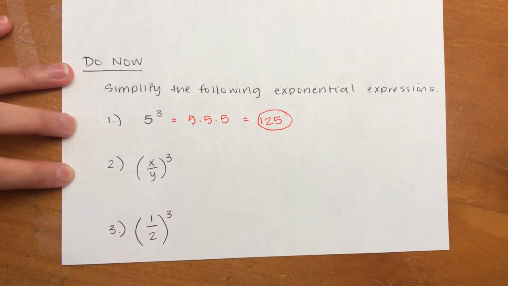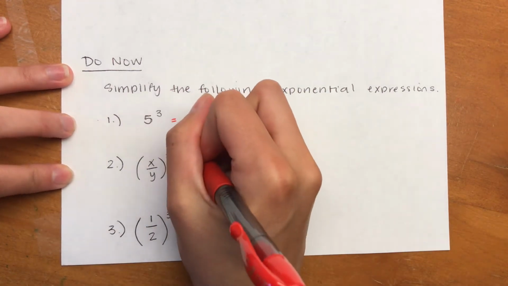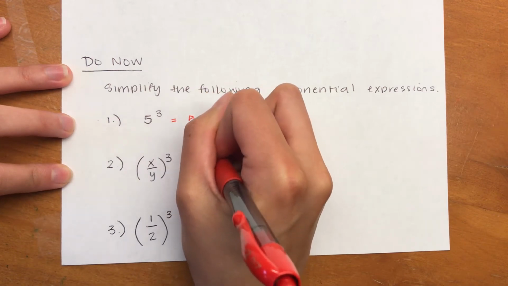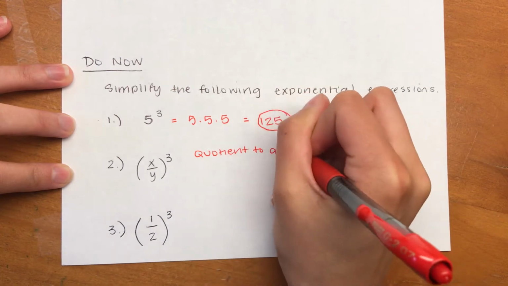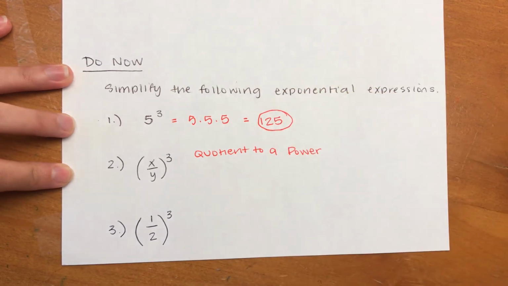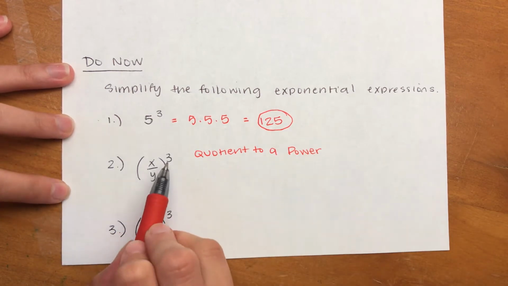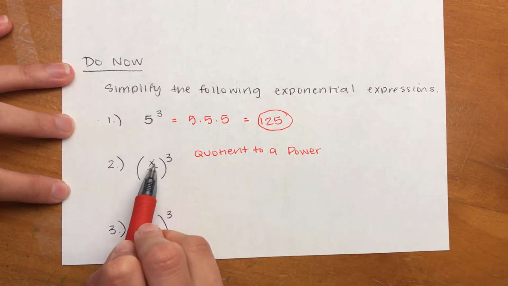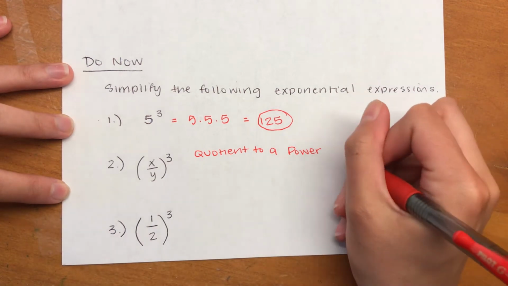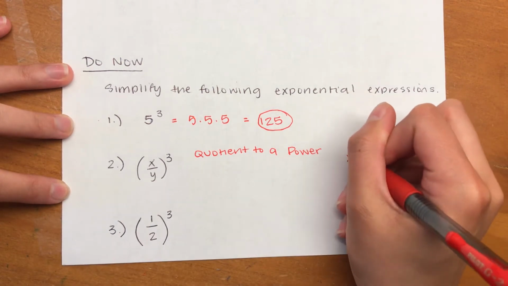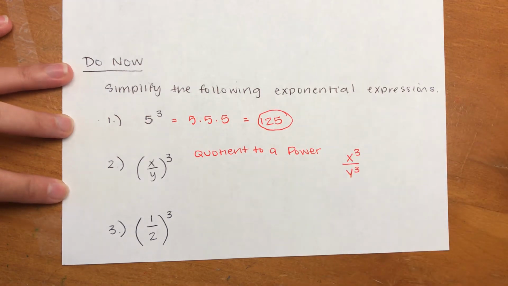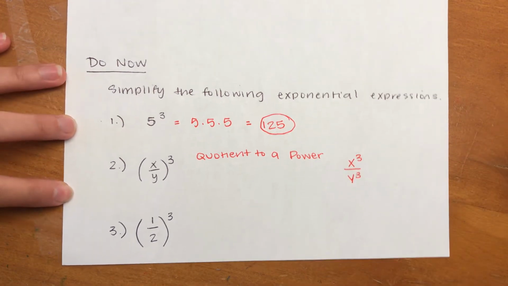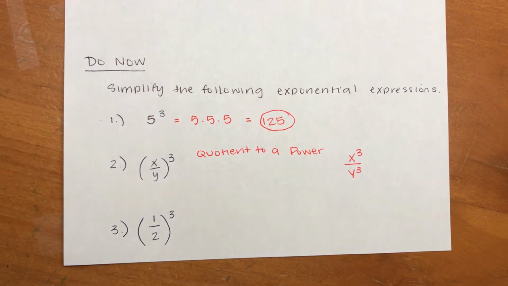Number 2 is a little trickier. We need to remember our property of exponents, quotient to a power, from properties of exponents. So what we do here is that 3 applies to both the numerator and the denominator. So we get x to the third over y to the third. All right, that's from our properties of exponents unit that we did back in February.